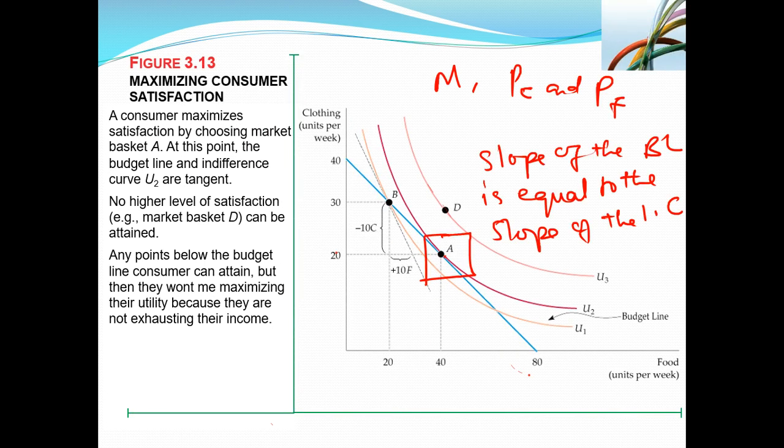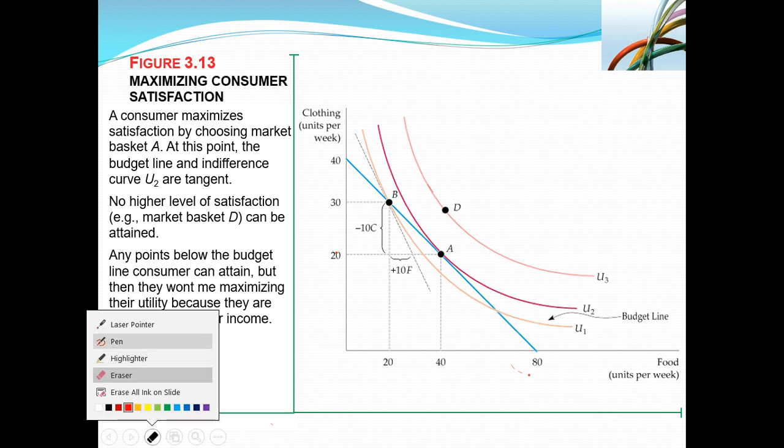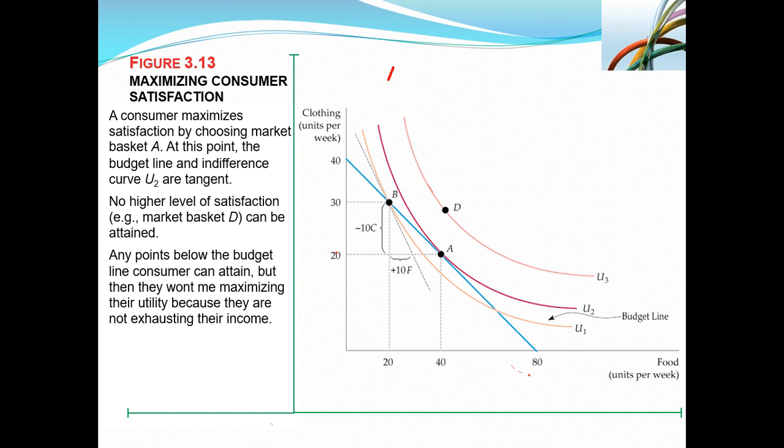Just in addition to that, what we also know is that at this particular point, point A, we've said that the slope of the budget line is equal to the slope of the indifference curve, but mathematically, this means that the marginal utility of good X per dollar should be equal to the marginal utility of good Y per dollar.